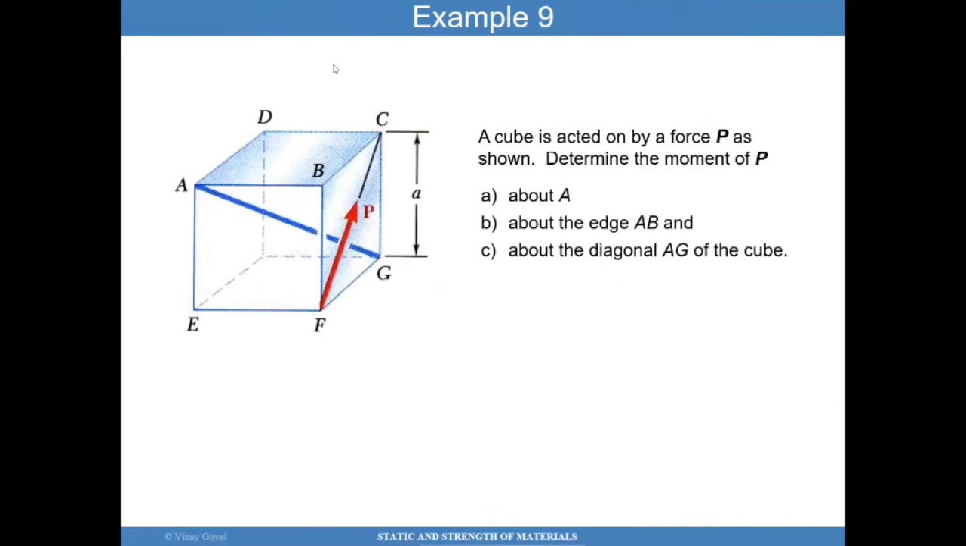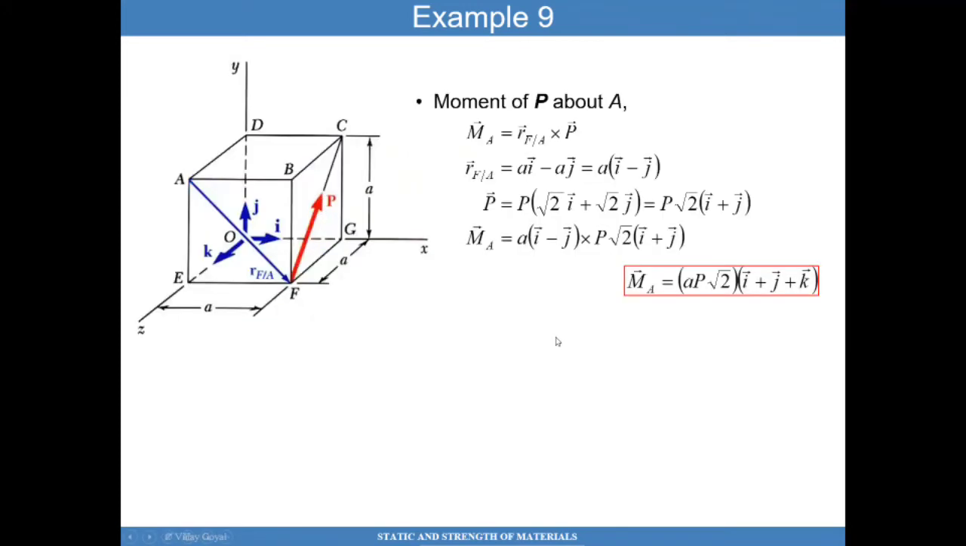And so now, quickly moving to an example. Let's look at this example where you have a force P, and we want to determine the moment about A. Then we want to determine the moment about AB, the edge AB, and then about the diagonal AG. So a few different problems here. It shouldn't be very difficult to perform this calculation.